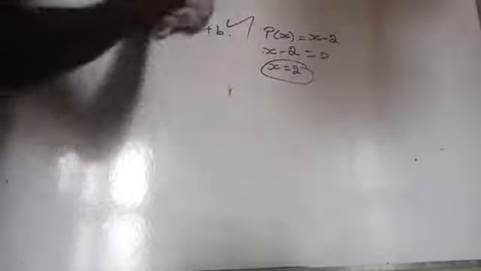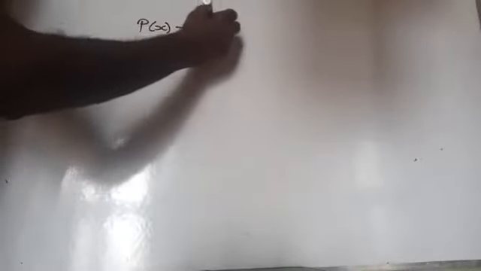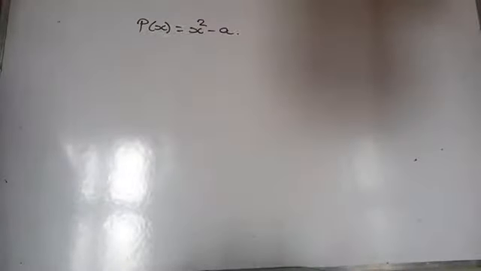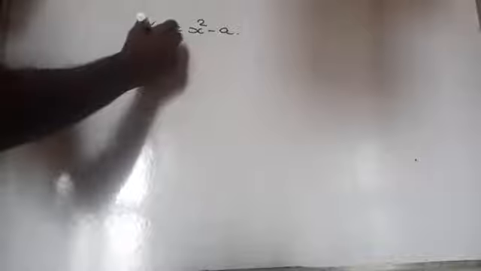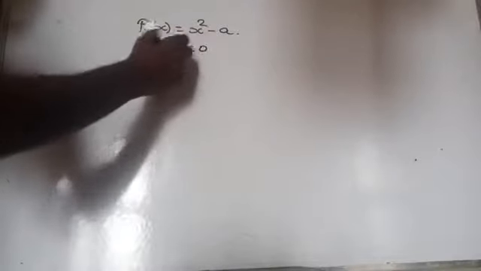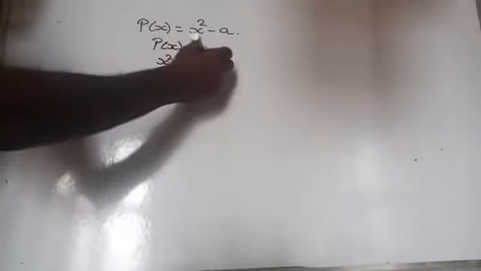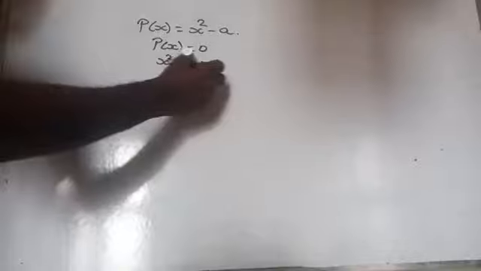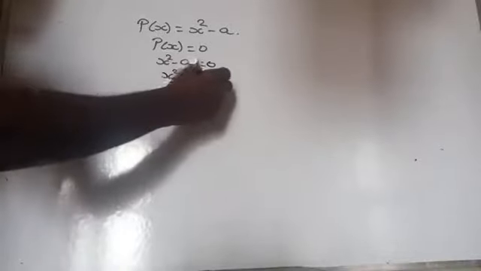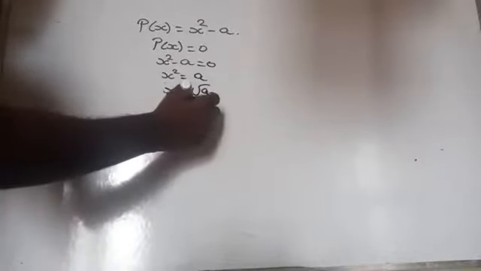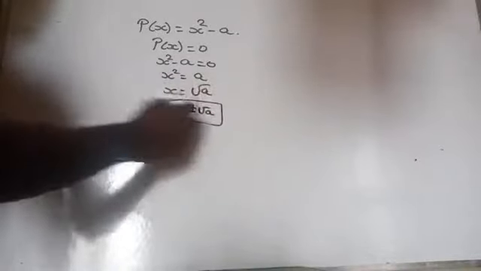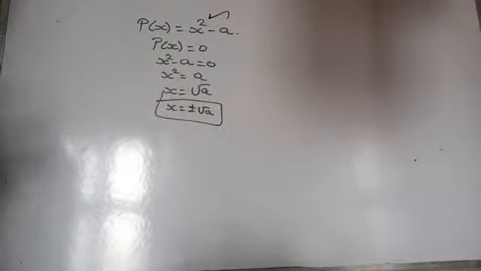So what is the procedure? How will you find the zero? Just equate the given polynomial to 0. Suppose p of x is equal to x square minus a. How will you find the zero? So p of x is equal to 0, then x square minus a equal to 0, x square equal to a, x is equal to square root of a. Then x is equal to plus or minus root a. These are the two zeros because the degree is 2. Therefore, at most 2 zeros you will get.